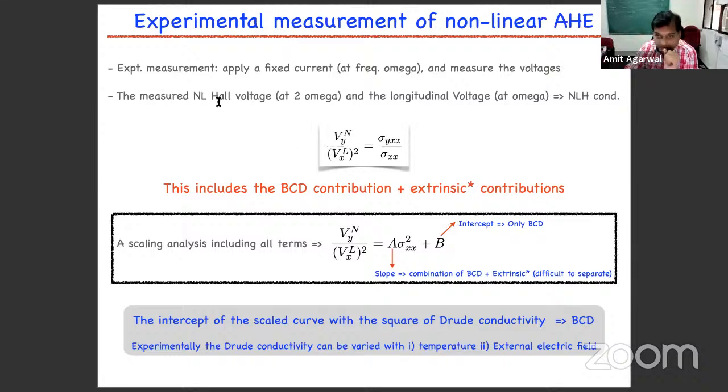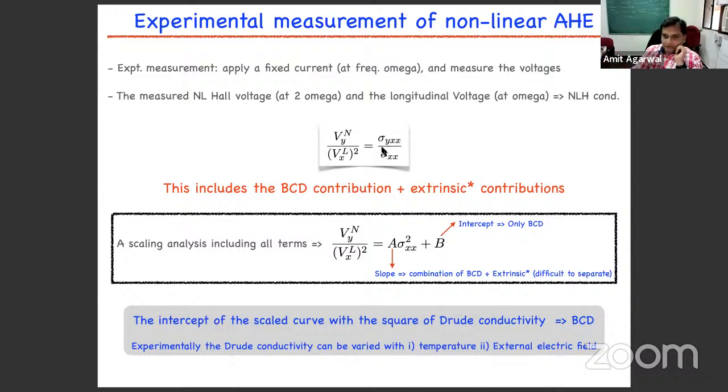So if you try to convert the conductivity and write it in terms of resistivities or the voltages measured, then you can show that the measured nonlinear voltage, which you measure at frequency 2 omega, and this longitudinal voltage at frequency omega, are related by this expression basically. Okay? So the nonlinear Hall voltage along y divided by the Drude voltage mod square is related to this nonlinear Hall conductivity divided by the Drude conductivity. And note that this is very generic, and this still includes both the BCD and the extrinsic contributions, etc. But now we can go ahead and do more careful analysis.